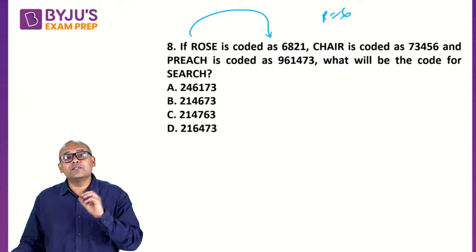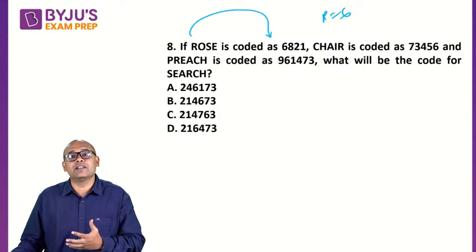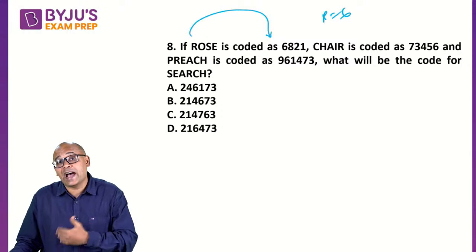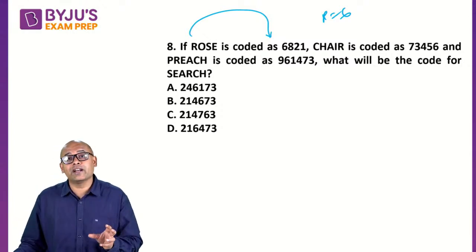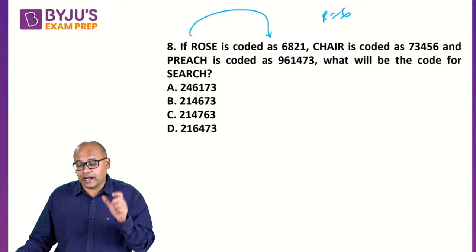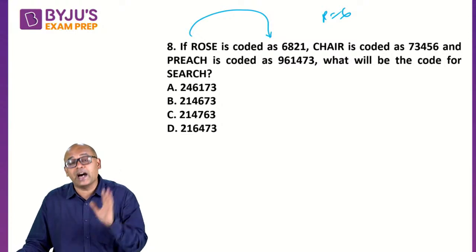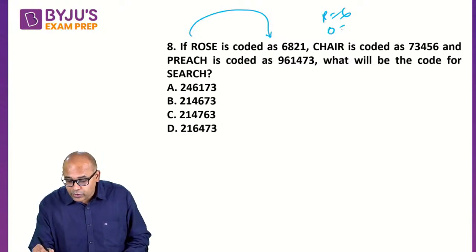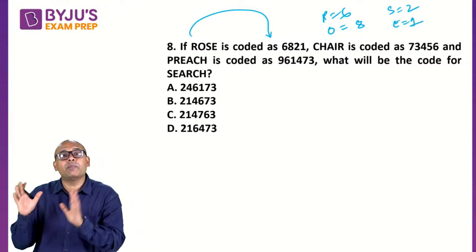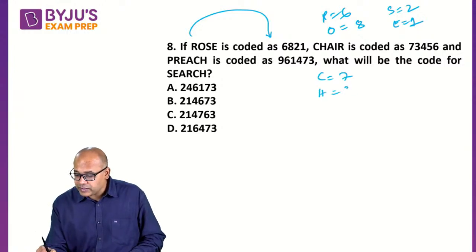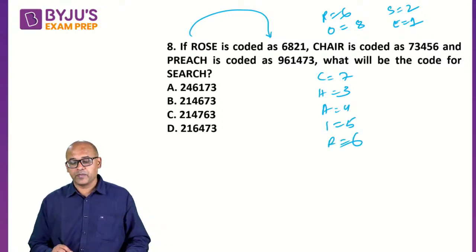One-to-one mapping hai. This is one of the most, I will not even say straightforward. In fact, I did not realize that questions can come like this, and such a question has come in the past actually. Usually kya karte hain? They'll apply some logic and try to convert R into a number. But yahan pe the logic is not given. Straight away they are saying R is 6. Similarly, they're saying O should be 8, S should be 2, and E should be 1. So they are doing a one-to-one mapping straight away. Similarly, C should be 7, H should be 3, A should be 4, I should be 5, R should be 6, and so on and so forth.